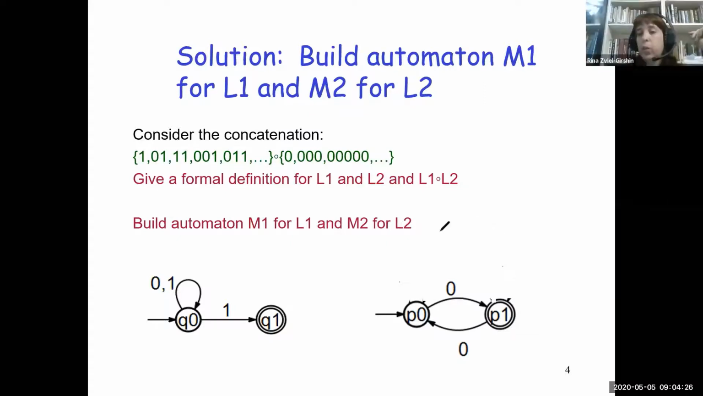Exactly. The automaton here is also a non-deterministic finite automaton. Okay, the next question. I would like you to build an automaton for L1 concatenation L2. And basically, it's the same idea that we did during the lecture, but now you will do it yourself.